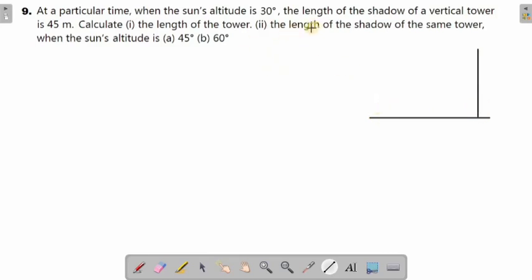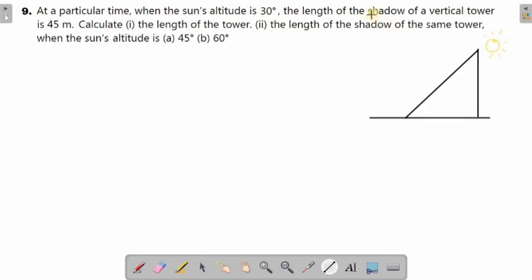Now the question is saying when the sun's altitude is 30 degrees, all of you know, if the sun is out here like this, then you get a shadow, isn't it? So when you form a shadow from this point on the ground, the angle made is 30 degrees. That's the meaning of the first sentence.